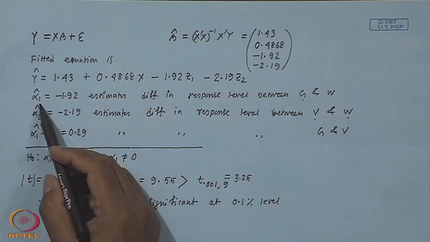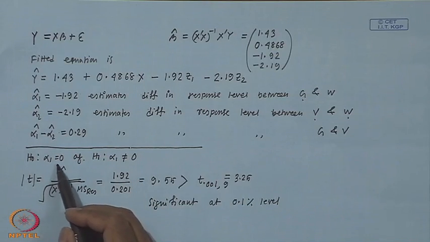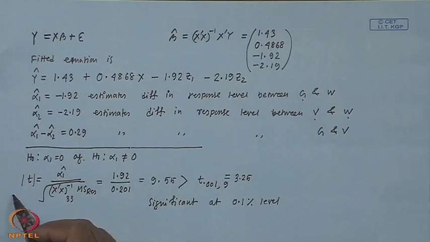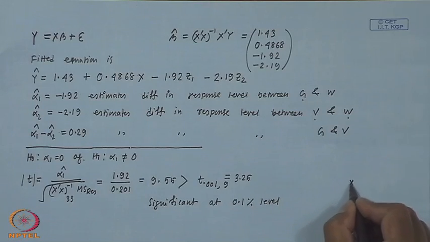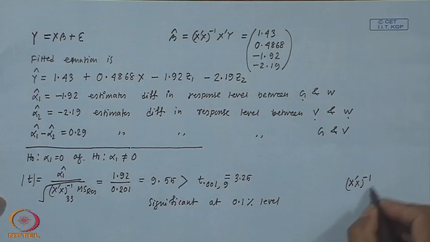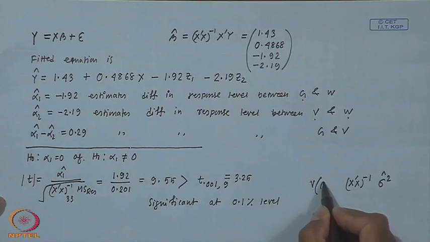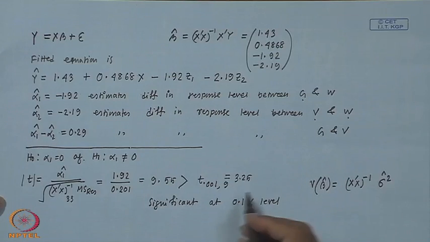So, we need to test the hypothesis H naught: alpha 1 equal to 0 against alpha 1 not equal to 0. And we know that this can be tested using this test statistic, where x prime x inverse 3 3 denotes the third diagonal element of x prime x inverse, and this MS residual is nothing but sigma square hat, and we know that this is nothing but the variance covariance matrix of beta hat. You can see the observed value is 9.55, which is bigger than the tabulated value, and it has degree of freedom 9. I told why it is 9 in the last class. So, that means the test is significant at 0.1% level.